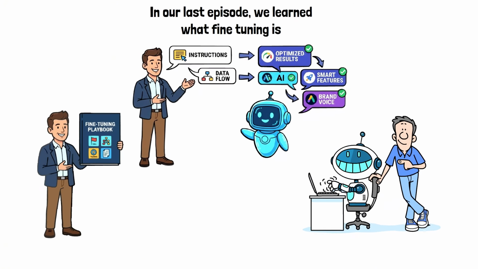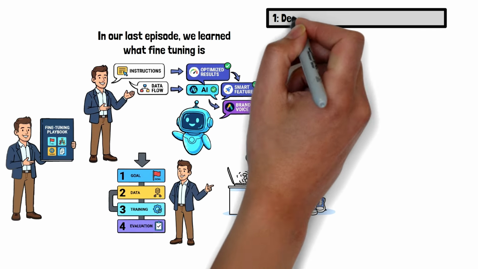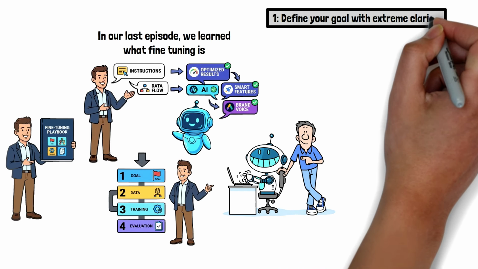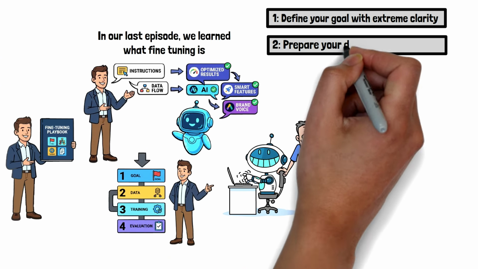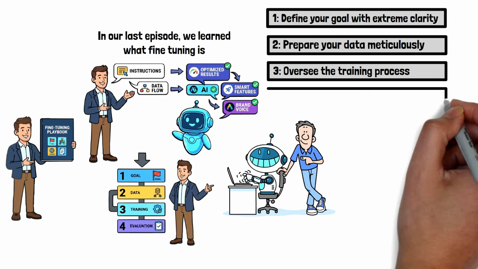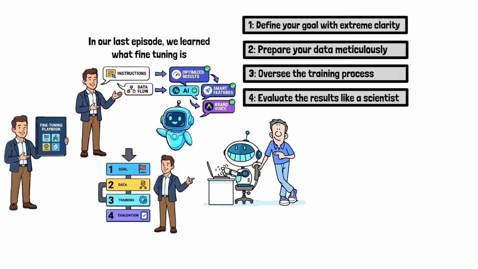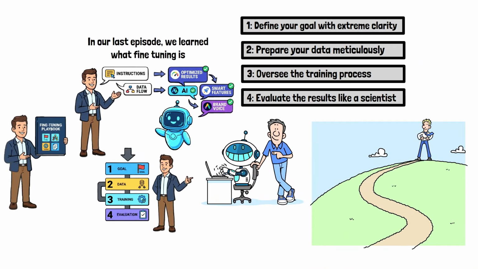A successful fine-tuning project follows 4 key steps from a PM's perspective. First, define your goal with extreme clarity. Second, prepare your data meticulously. Third, oversee the training process. And fourth, evaluate the results like a scientist. Get these 4 steps right, and you're on the path to success.